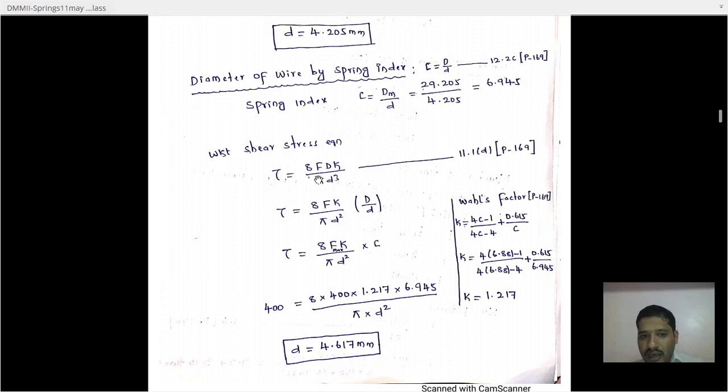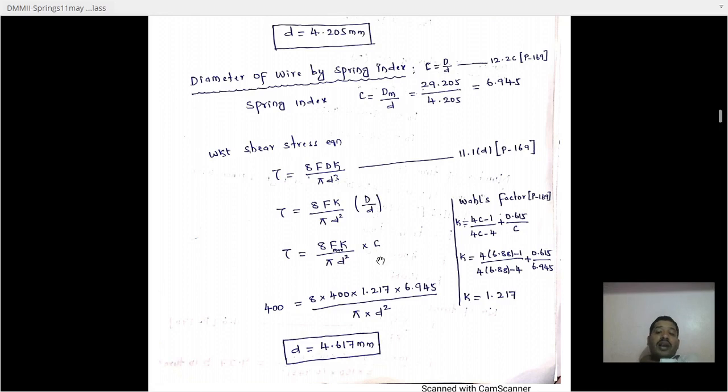8 into F into K divided by pi. I am taking here only d square. The remaining terms should be d only. So D by d, what we can see here, we can see as the spring index. What is the formula? C is equal to D by small d, we can say it is the spring index.